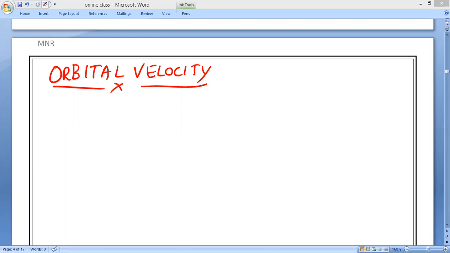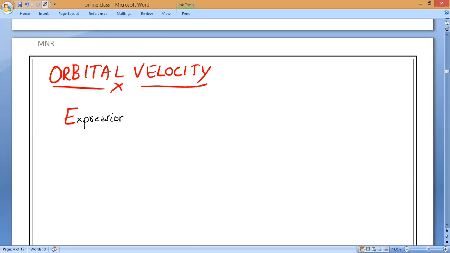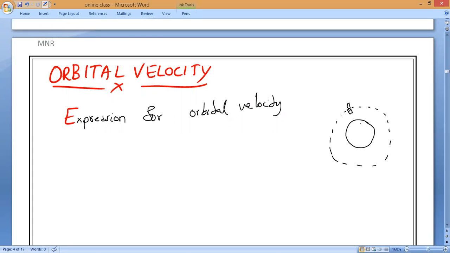Expression for orbital velocity. Expression means what? Formula. Orbital velocity means, suppose I want to rotate a satellite around the earth, so what is the velocity I have to give? Some velocity I have to give, so that velocity I have to calculate, yes or no?